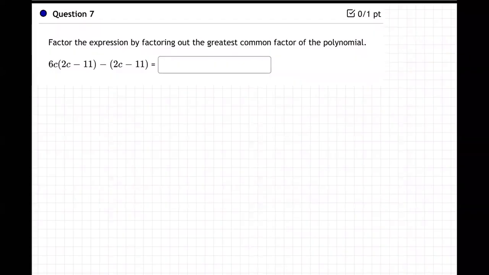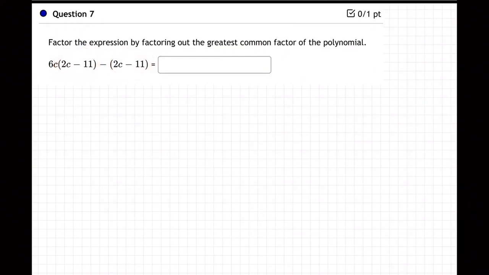So on this one, they want us to factor out the greatest common factor of the polynomial. So how do we do that? We look at this term, and we say, hey, what do they both have in common? What do they share? Well, clearly, they share that parenthesis 2c minus 11 thing, right?